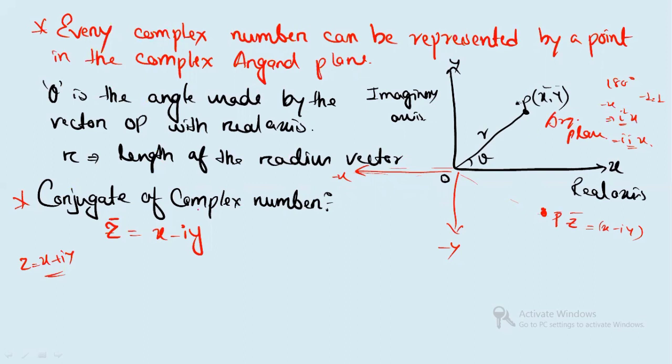Clear? The complex conjugate of any complex number is z bar, which equals x minus iota y. This is for a complex number x plus iy. It means the sign before iota will be changed. Conjugate is nothing but the reflection of the complex number about the real axis.